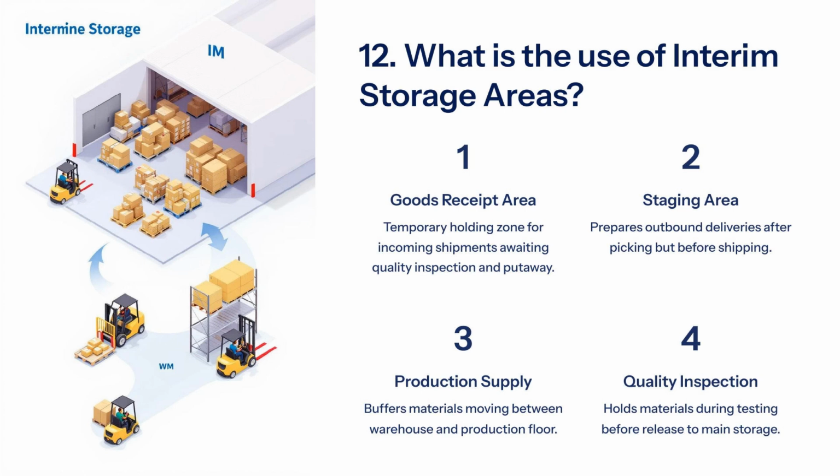Time for another question that's important to prepare for. 12. What is the use of interim storage areas? Interim storage areas act as a bridge between IM and WM during goods movement. For example, during a goods receipt, stock is first placed in an interim area before putaway. I've used these to track movement status precisely, like GR zone or staging area.